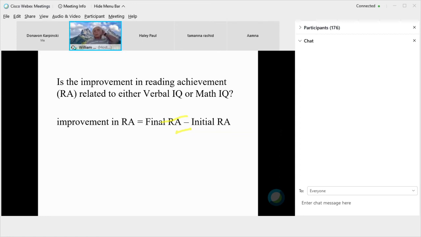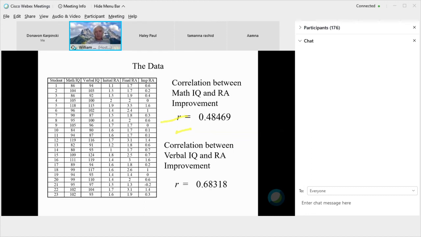The final two measurements were final reading achievement and initial reading achievement. The improvement in reading achievement will be final minus initial. Is it more closely related with verbal IQ or with math IQ? You'd think it'd be more closely related with verbal IQ. There's the data.